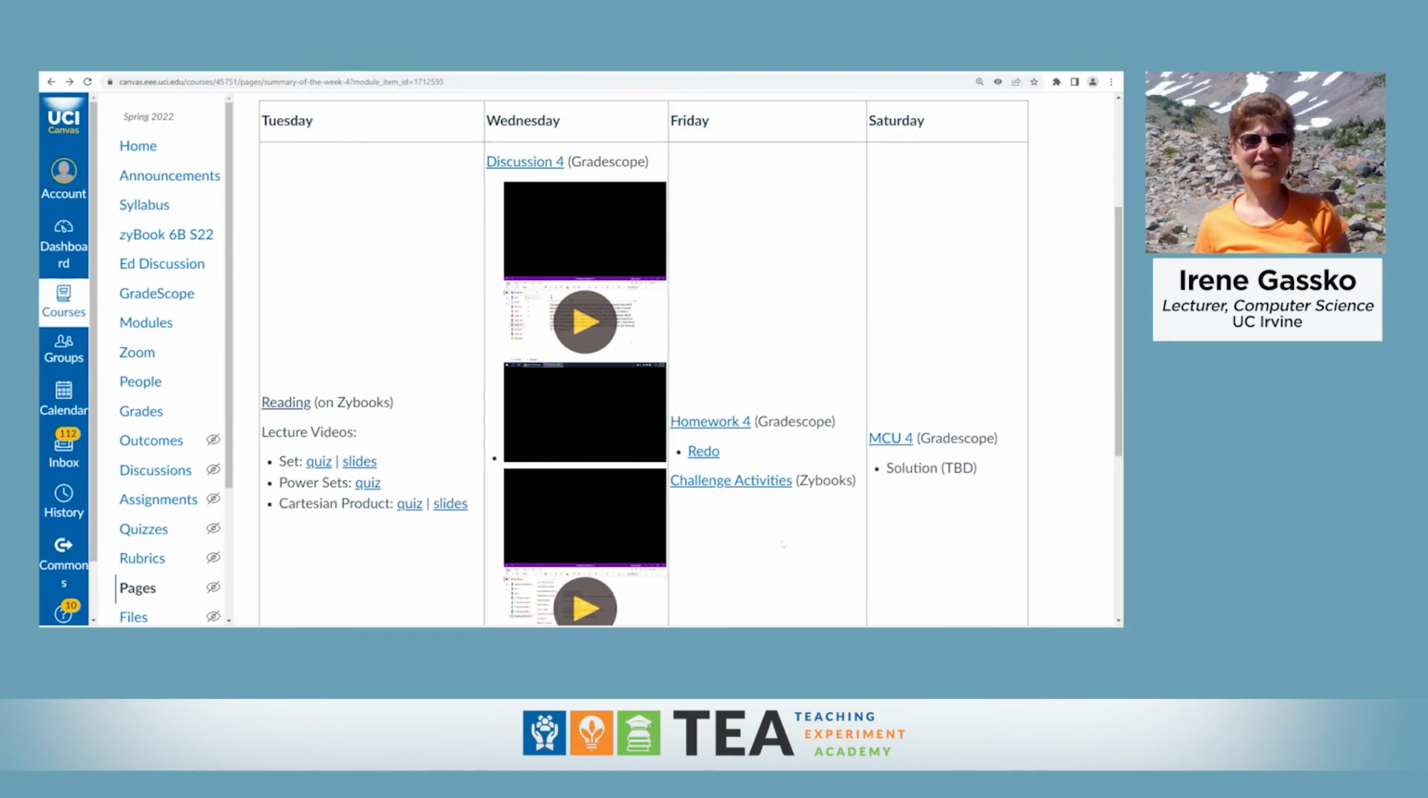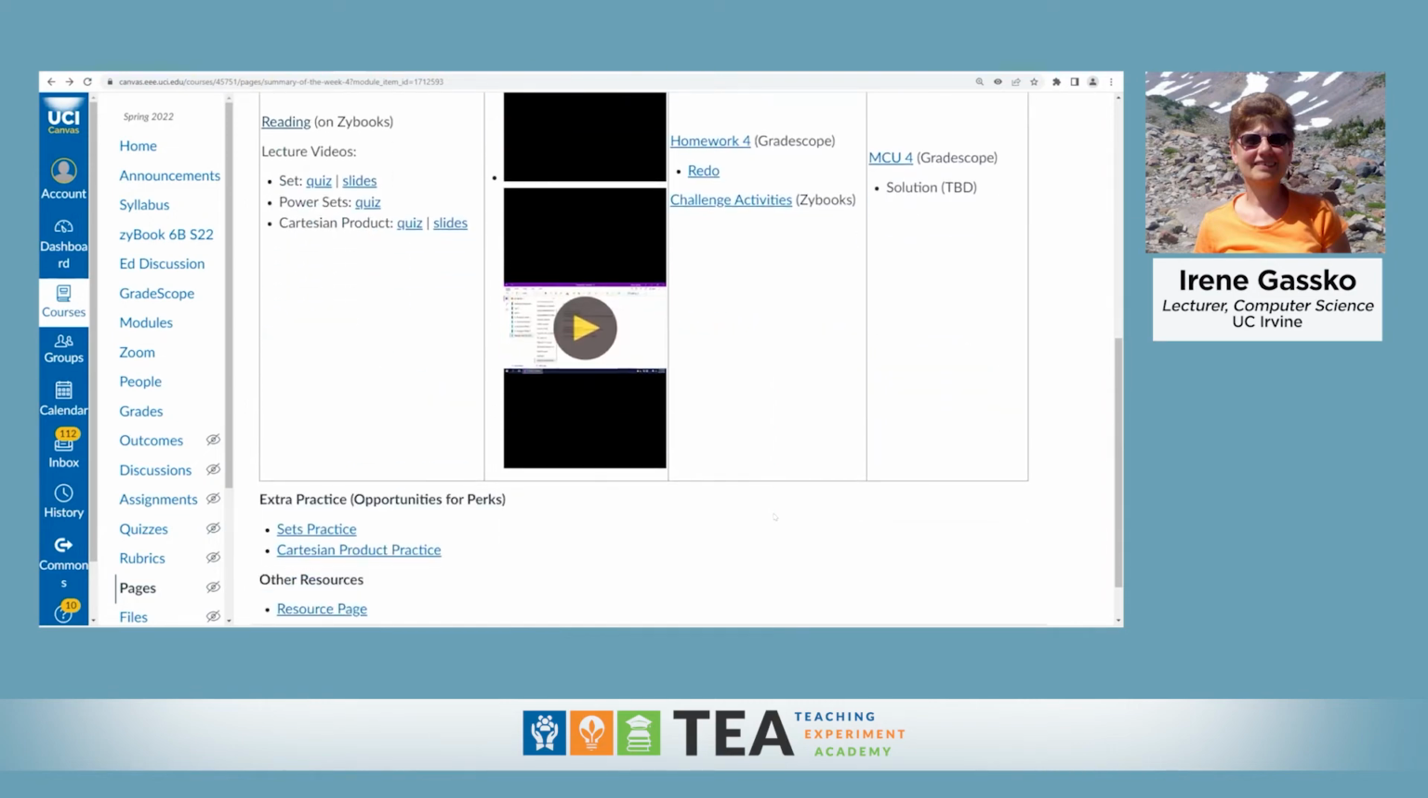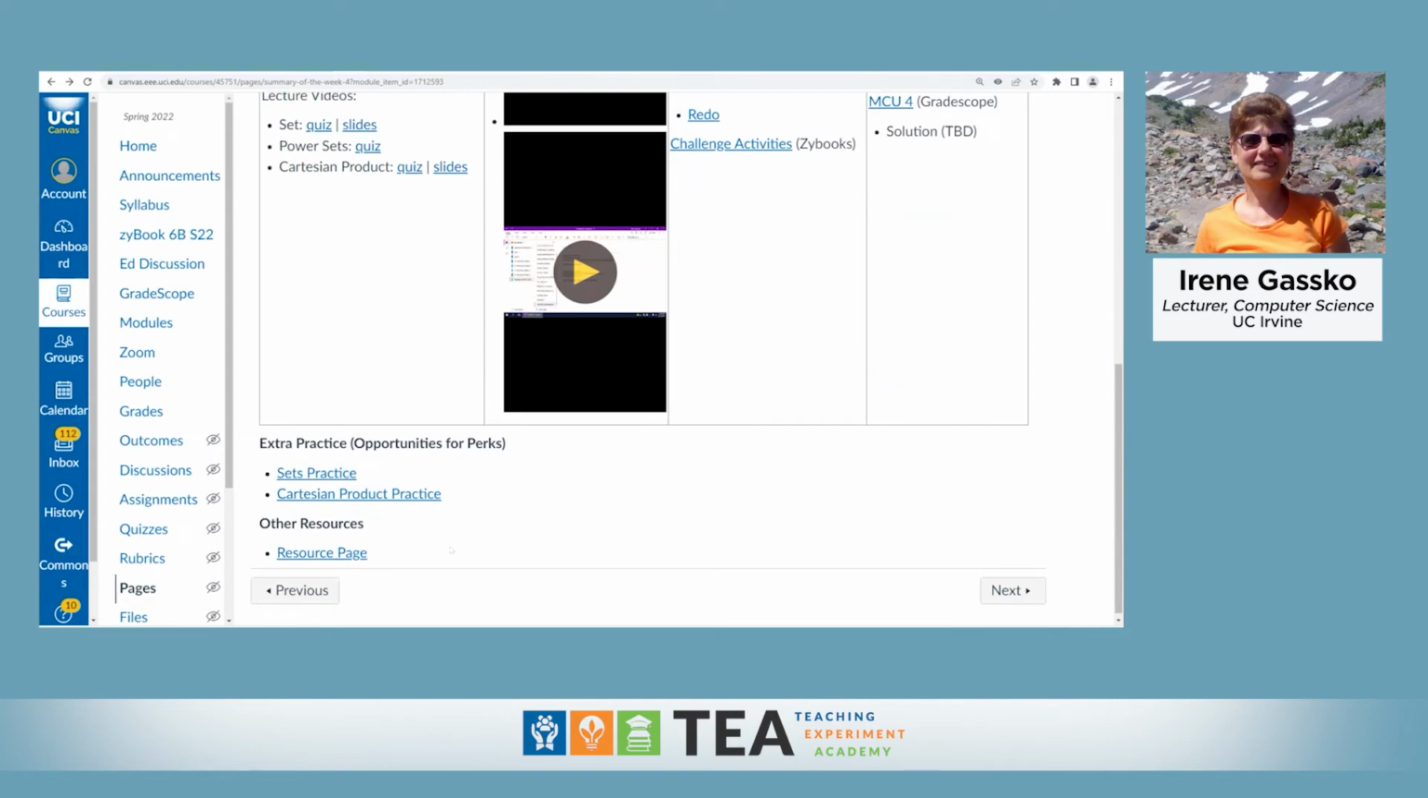This was actually an idea of one of my helpers, to make summaries for each week so that students know what they need to do and what's available to them. The resource page, students often miss it, so now it's in every summary. And these are the practice problems. And I always ask my helpers how we should handle things, what they can do, what they cannot do.